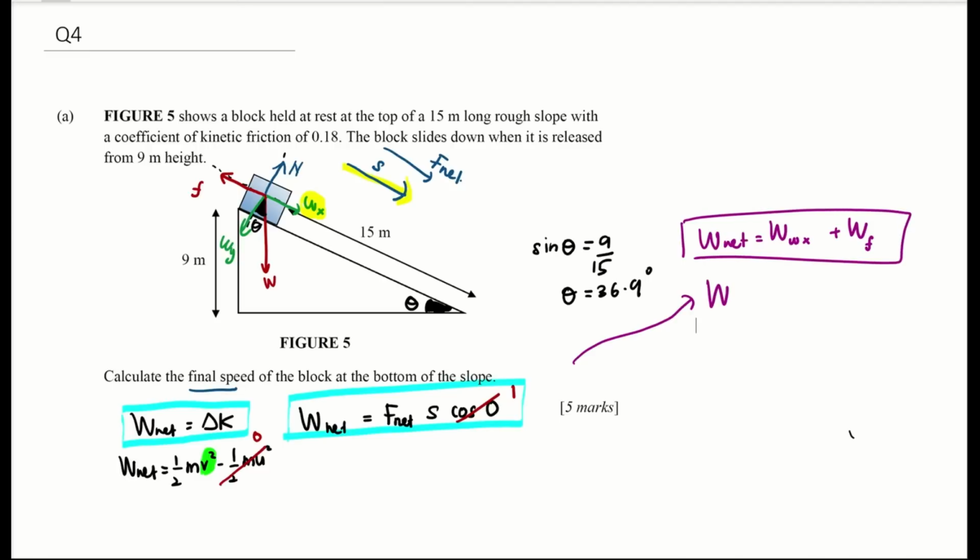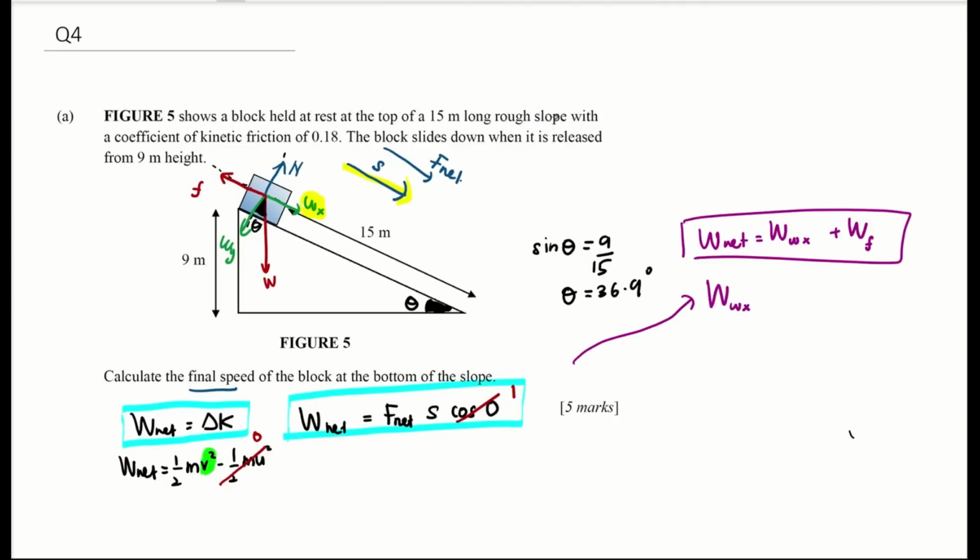Kalau you resolve W kepada x dan y component, kalau you kira asing, you tak perlu resolve pun tak apa. You boleh je ambil angle antara s dan juga W, in case kalau you tak nak resolve. Maknanya kalau you nak resolve, bila you resolve W into x and y component, we choose the force that is parallel dengan s. So y is perpendicular dengan s, so we choose Wx.